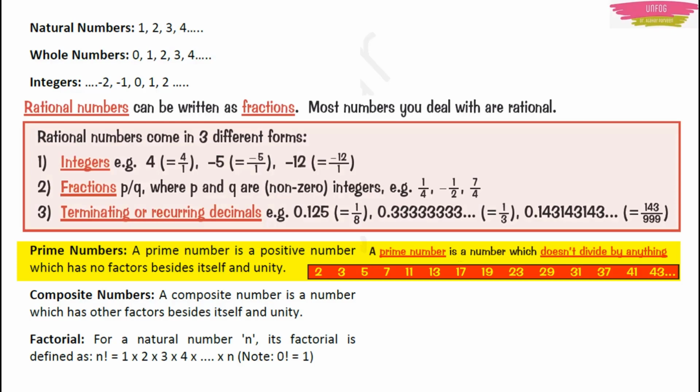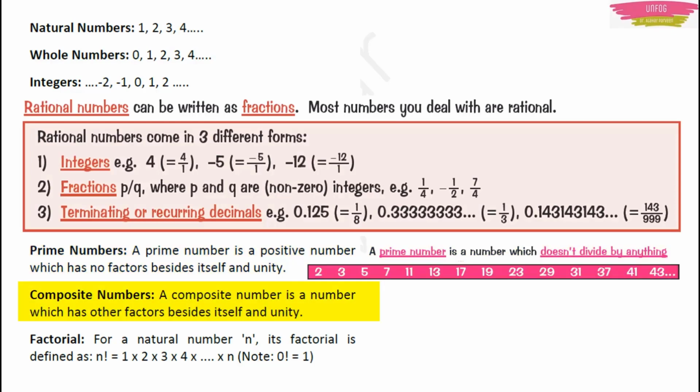Except their own table. That means 2 ones will be 2, 3 ones will be 3, 5 ones will be 5, 7 ones will be 7. Except themselves, they will not be found in any other table. Such numbers are known as prime numbers. Other than prime numbers, whatever numbers remain are known as composite numbers. That means they will occur in some table. They will have factors besides itself and unity. They will have other factors also. Okay.